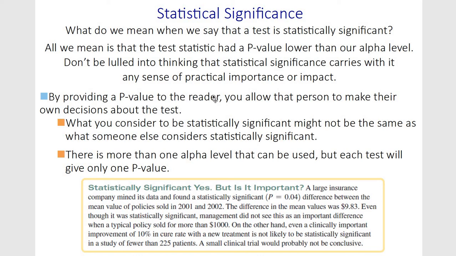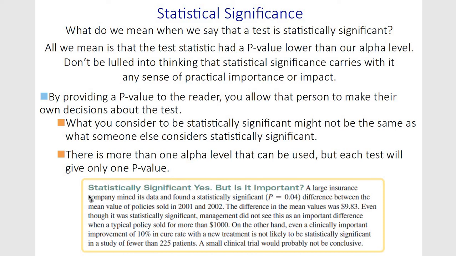So you always want to make sure that you provide the p-value to your readers. Always include it because you want people to make their own decision. What you consider statistically significant isn't the same as someone else. Like I may want a 0.05 alpha level, but you might think, no, this needs to be more serious. I want a smaller p-value. So you look at what my p-value was, what I had gotten.